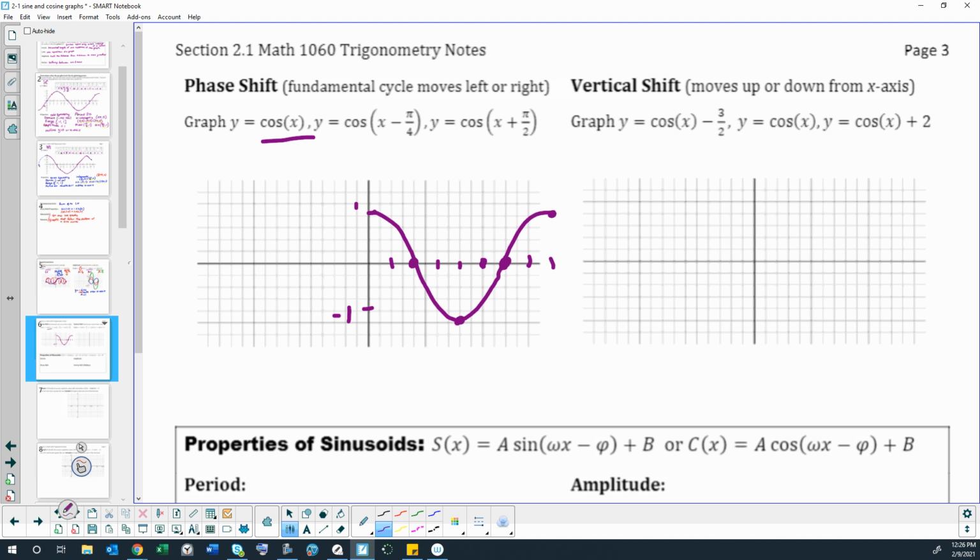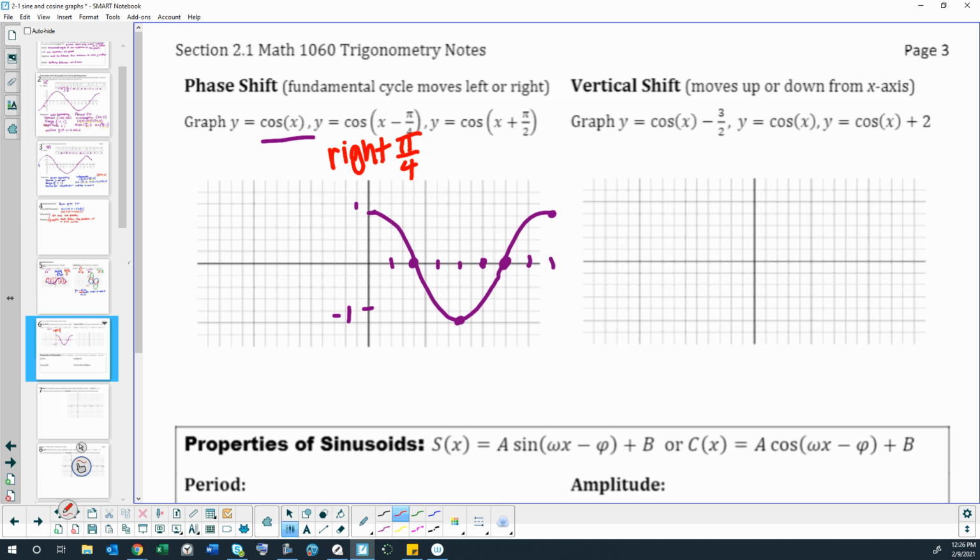Okay. So the negative pi fourths means this is going to move to the right pi fourths. This is where those key points are really important. Do you see my key points on my graph? I was kind of careful about where I put them, right? Guess what I'm going to do with all those key points? 1, 2, 3, 4, 5. I'm going to move them all right pi fourths.